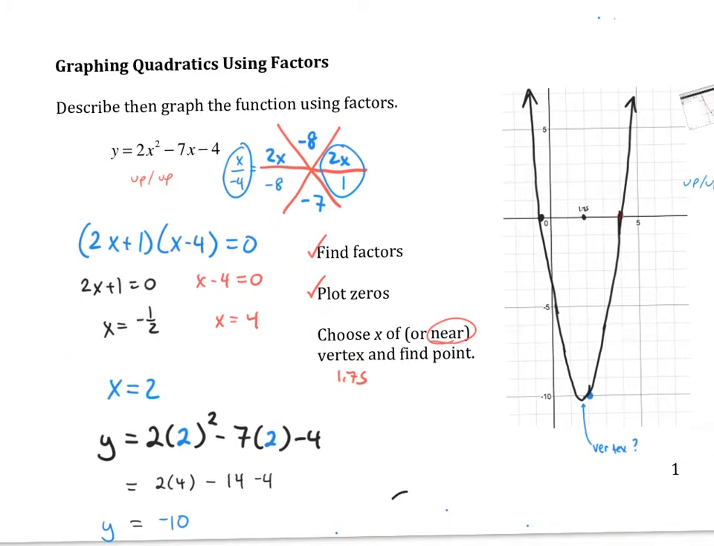Just to review, what did I do? I found the factors and I plotted those, or the zeros, as zeros. Then I either found the vertex or found a very, very close approximation for the vertex. Plotted that and was able then to just make it fit inside. Okay?